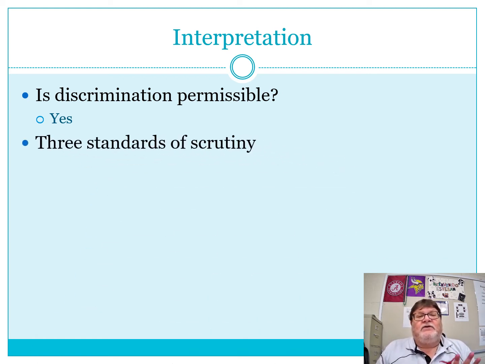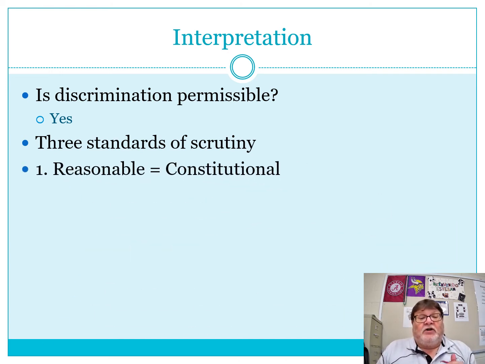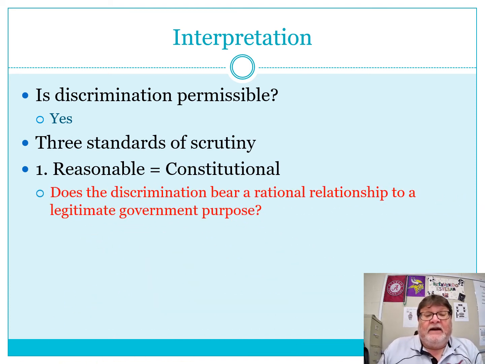All right, we have three standards of scrutiny that you need to know. Okay, and so you need to understand these. And we start with the lowest level. It's called reasonable. And the idea is if the discrimination is reasonable, it is constitutional. So here's the idea in more legal terms. Does the discrimination bear a rational relationship to a legitimate government purpose? Is it rational? Is it reasonable?